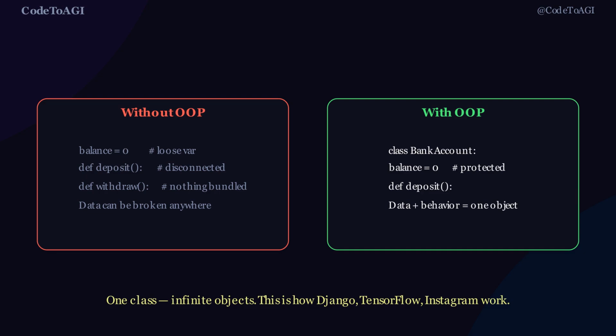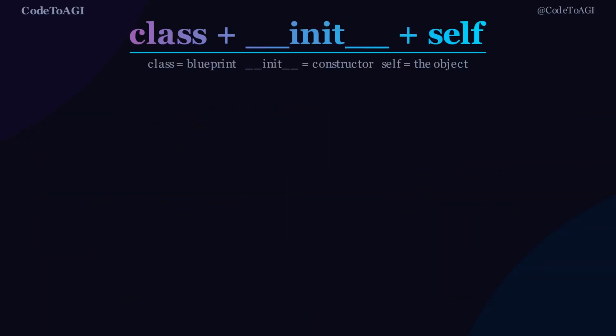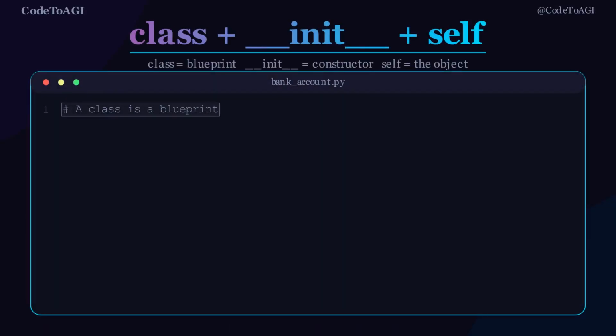That is the core idea of object-oriented programming. Objects own their data. Objects own their behavior. One class, infinite objects. This is how the entire Python ecosystem is built. A class is a blueprint. An object is built from that blueprint.